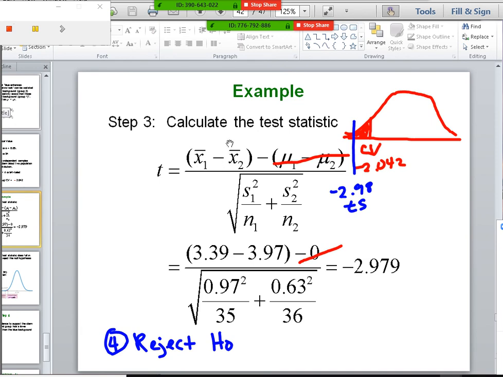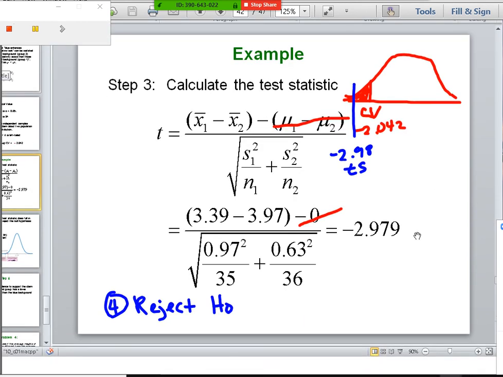So x bar 1 minus x bar 2 over the square root of s1 squared over n1 plus s2 squared over n2, square rooted. So here's my numbers. My x bar 1 was 3.37, x bar 2 is 3.97. And then divide by the square root of my s1, which is 0.97 squared over n1, 35, plus s2 squared, 0.63 squared over n2, 36. And when you do that, again, start from the inside, work outward.